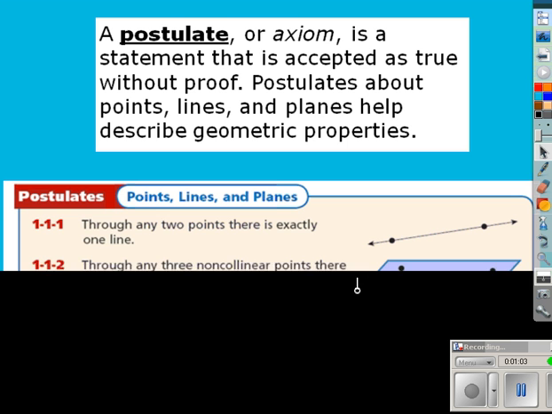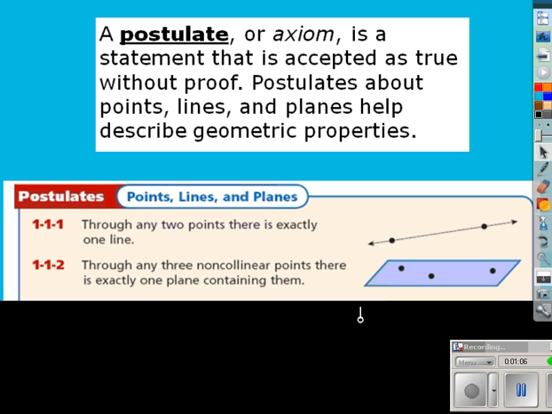The next postulate we're going to look at, 1-1-2, says through any 3 non-collinear points, remember collinear means 3 points on the same line. So through any 3 points that are not on the same line, there is exactly one plane containing them. If you have 3 points that are non-collinear, you can only put one flat surface over all 3 points. You could not put a second flat surface on there at any other angle and still hit all 3 points. So that's postulate 1-1-2.